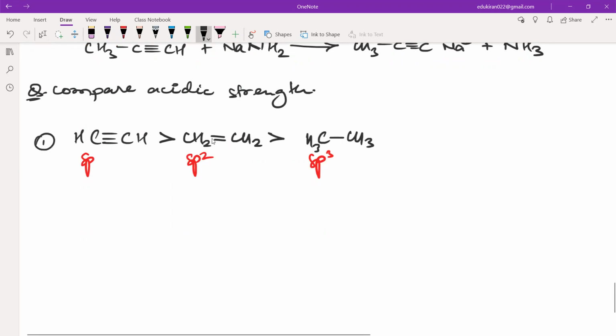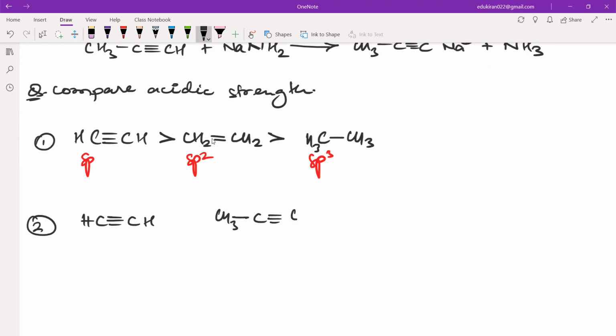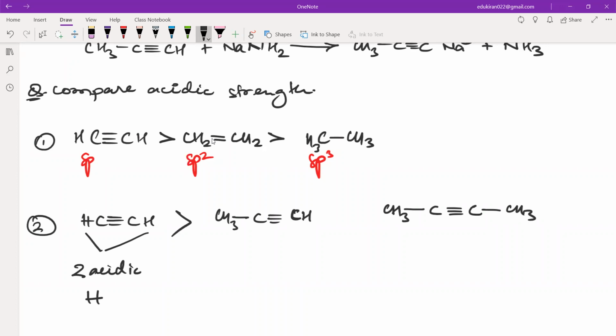Now in different alkynes, if I compare, we have hydrogen, carbon triple bond carbon, and hydrogen. Now if I have CH3 bonded to carbon triple bond CH, then we have CH3 bonded to carbon, triply bonded to another carbon which has a CH3 group. Obviously, in the first one there are two acidic hydrogens, directly bonded to the sp carbons, right? So this will be the most acidic, followed by this.